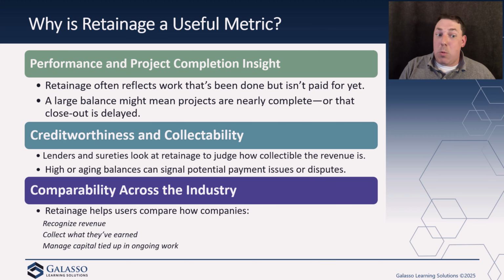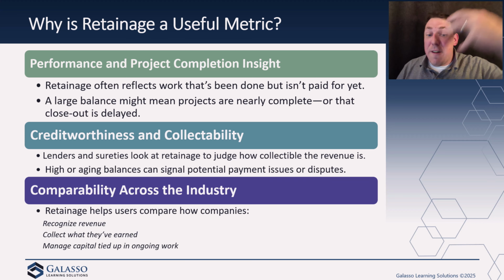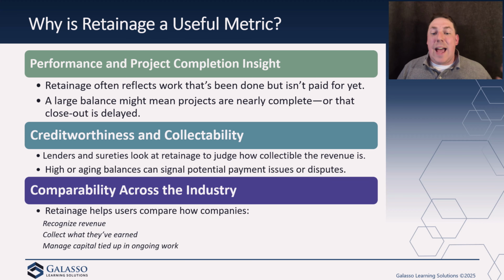That second item there, creditworthiness and collectability, high or aging retainage balances could raise red flags for lenders or sureties, suggesting potential payment issues from customers or customer disputes due to incomplete or substandard work by the contractor. And then the third item there, additionally, retainage impacts comparability across the industry, helping users assess revenue recognition practices, project management and collection effectiveness, and the amount of capital tied up in ongoing work. So very, very valuable information for a user of the financial statements.